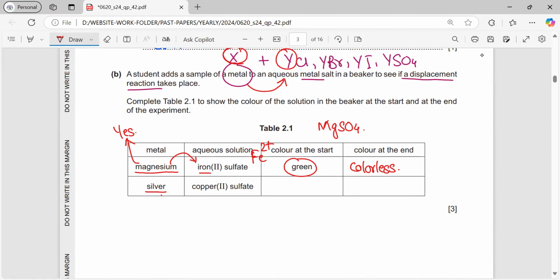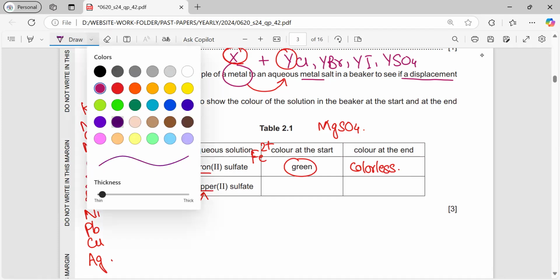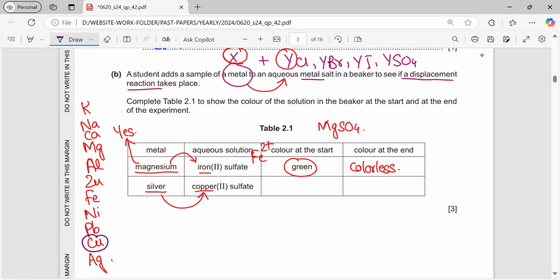Next, silver is added to a solution of copper sulfate. Now, if we compare silver and copper in the reactivity series, there will be potassium, sodium, magnesium. In the middle there is calcium, then aluminium, zinc, iron, nickel, lead, copper, and then there is silver. So in this reactivity series, we can see that copper is more reactive and silver is less reactive. So silver will not displace copper.